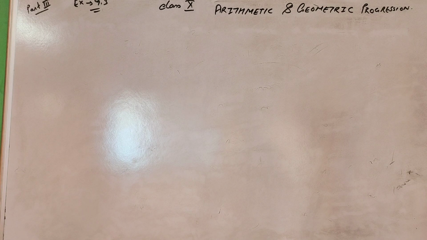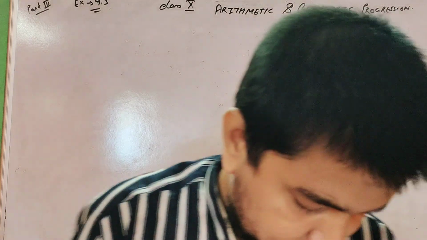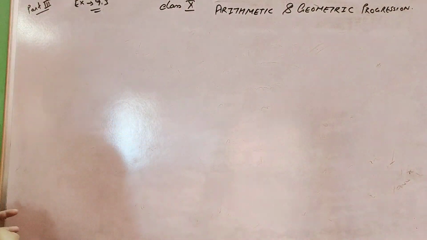Good morning class 10. This is your part 3 video from exercise 9.3, that is arithmetic and geometric progression. Today we start from question number 2, because in the last video we did up to question number 1. So today's question number 2.